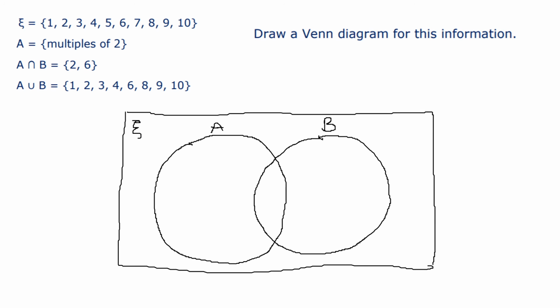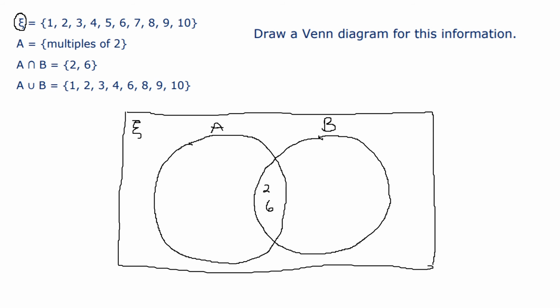Okay, so now we've got a Venn diagram question. So at the top, this tells us that the universal set contains the integers from 1 to 10. Set A is the multiples of 2 that are within the universal set. The intersection of A and B, so the part where the two circles cross over each other, contains the numbers 2 and 6. So I can pop those in. And the union of A and B, so everything that's in either A or B, contains 1, 2, 3, 4, 6, 8, 9 and 10.